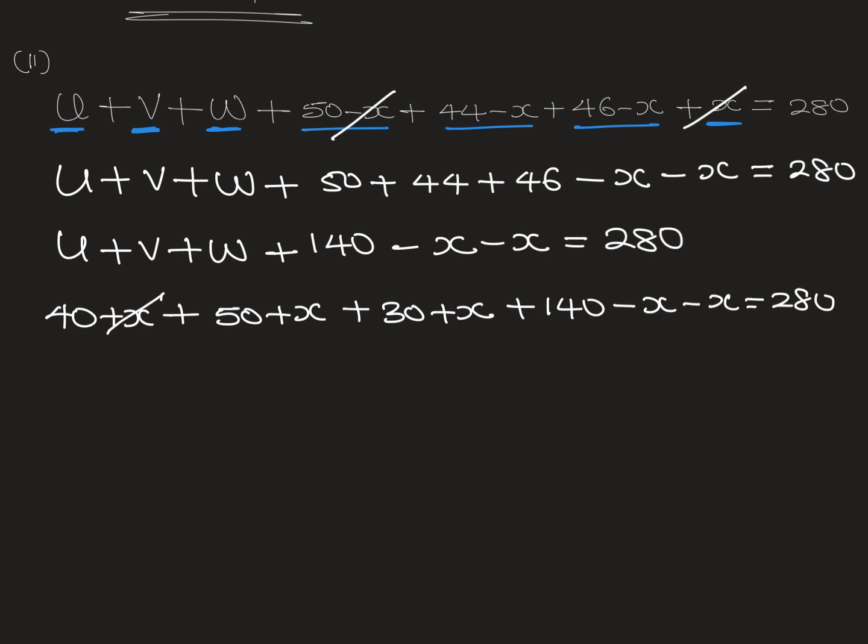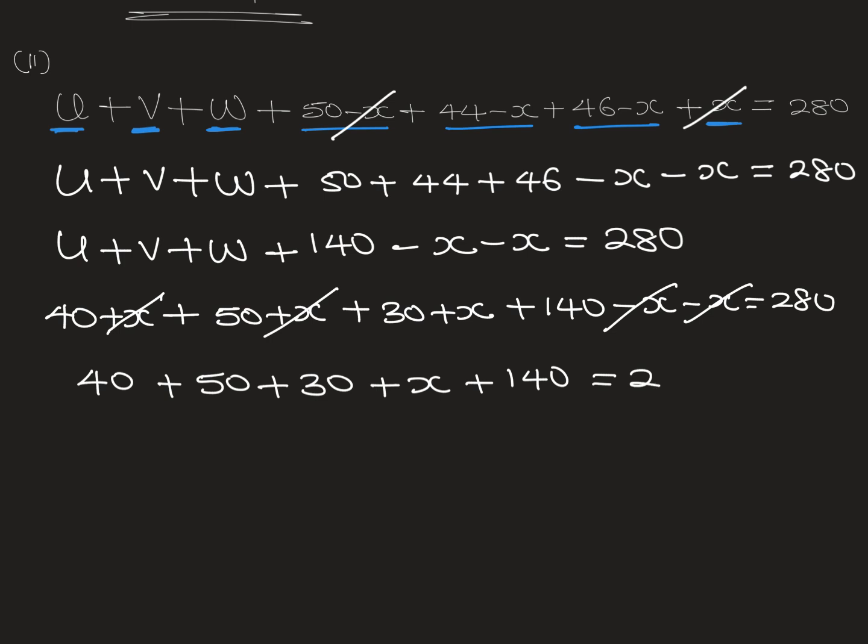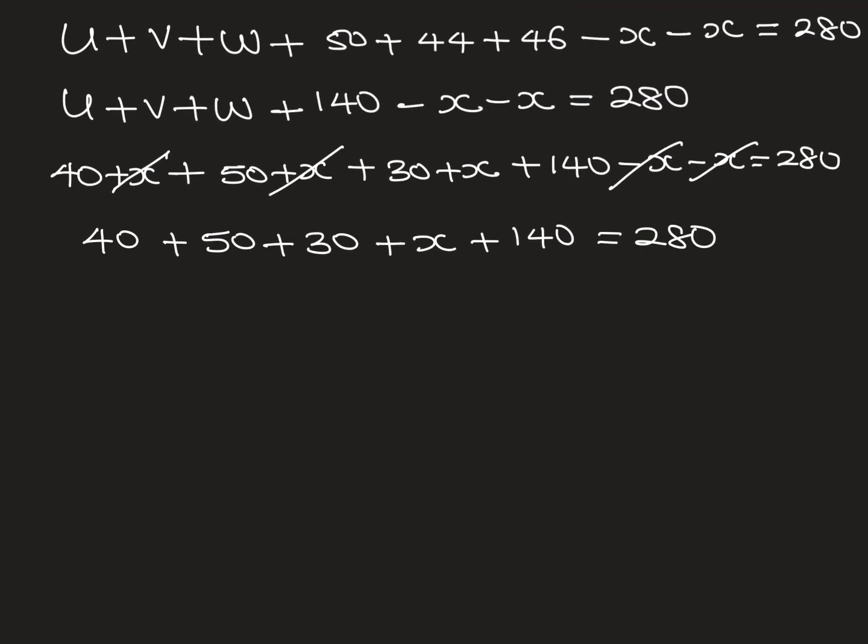Plus x will cancel minus x, plus x will cancel minus x. So we're going to have 40 plus 50 plus 30 plus x plus 140 is equal to 280. What do we get if we add the numbers 40 plus 50 plus 30 plus 140? We obtain 260. So that is 260 plus x is equal to 280.